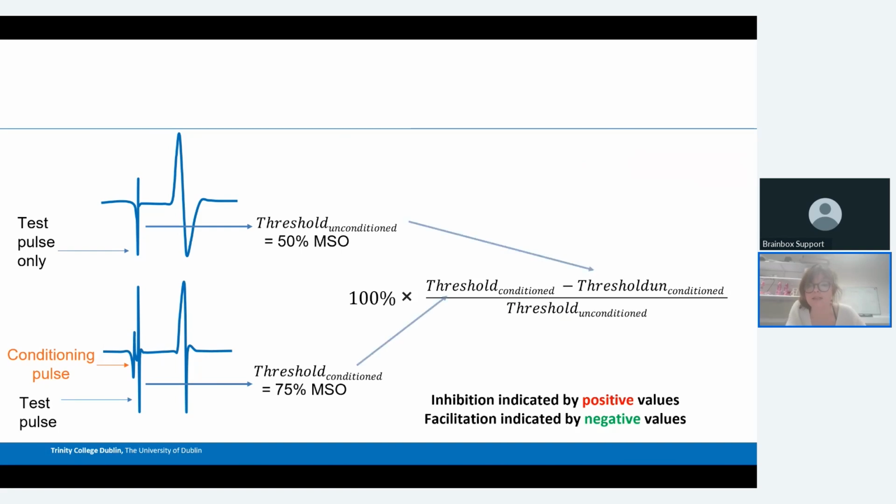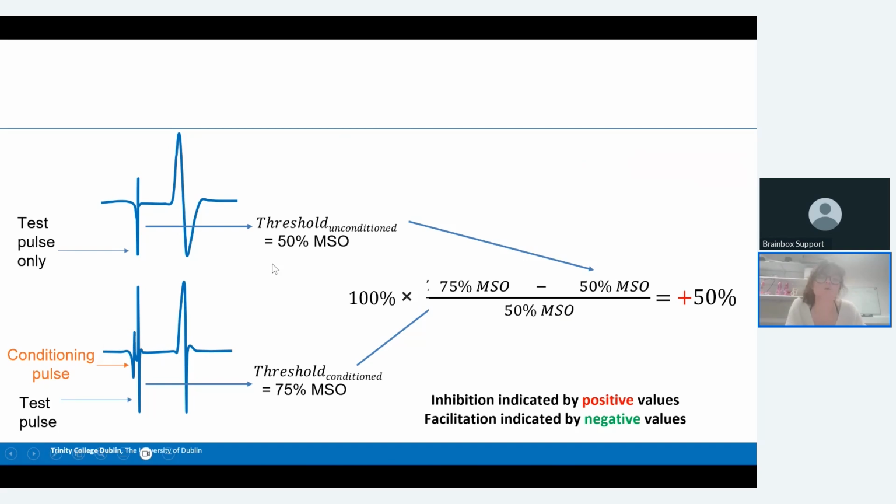So if we plug that into this formula, 75 minus 50 over 50, we get plus 50. The thing I want to emphasize here is that when you're looking at threshold tracking data, it's the opposite to fixed intensity, in the sense that inhibition is seen as more positive values and facilitation is seen as more negative values, because you're having to turn the stimulator up to counteract the inhibitory effect.